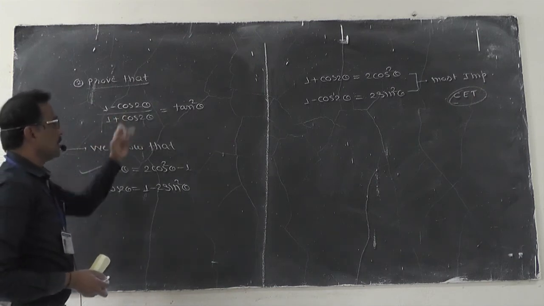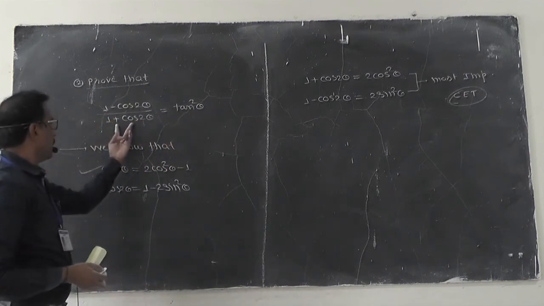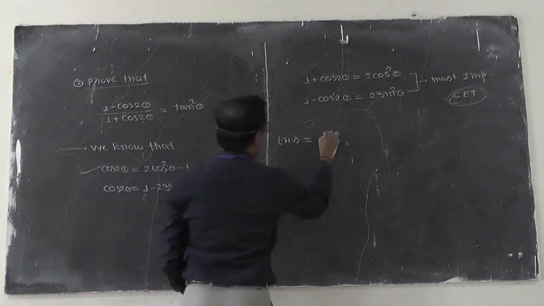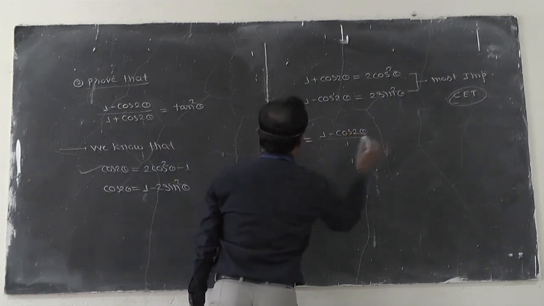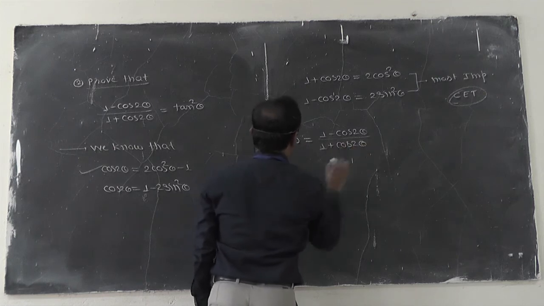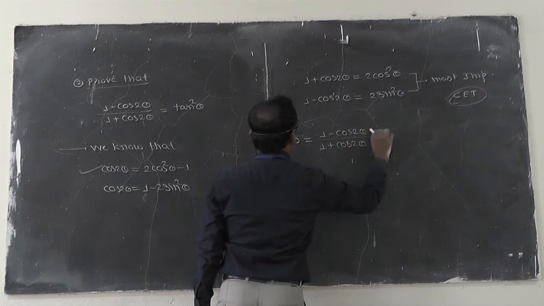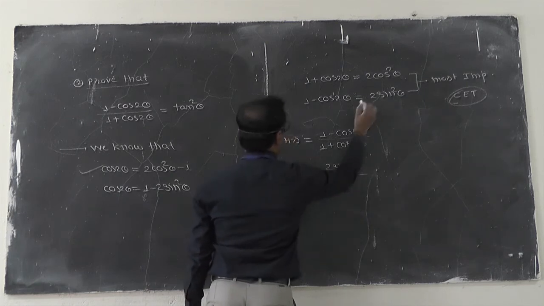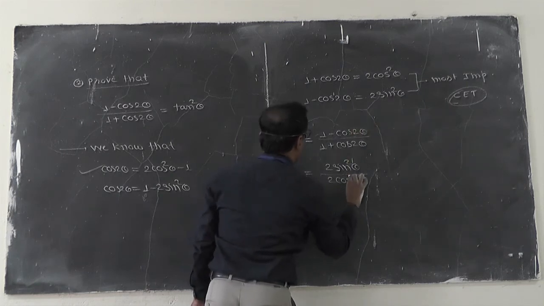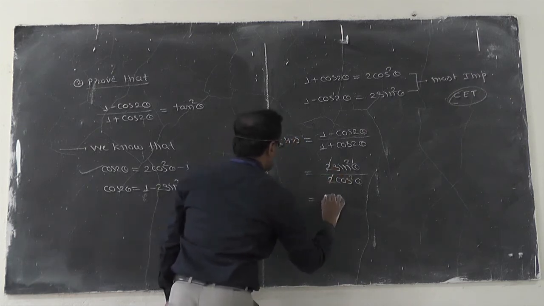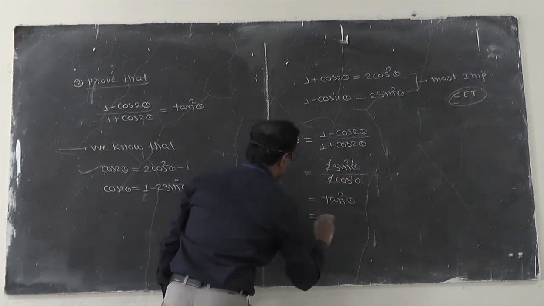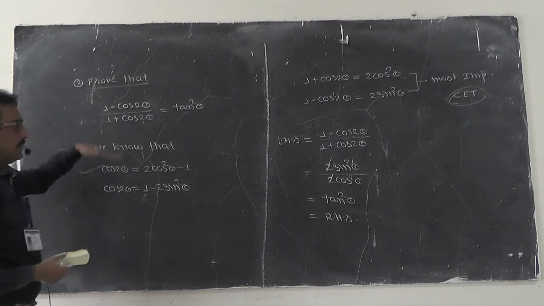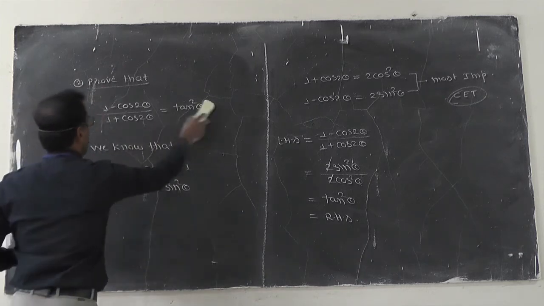What is this 1 minus cos 2 theta replaced by? It is 2 sin square theta. And 1 plus cos 2 theta is replaced by 2 cos square theta. Now take the LHS. What is the LHS here? 1 minus cos 2 theta upon 1 plus cos 2 theta. 1 minus cos 2 theta is 2 sin square theta, divided by 1 plus cos 2 theta, which is 2 cos square theta. 2 and 2 get cancelled. Sin square theta upon cos square theta is tan square theta, and it is your required RHS. It is the required answer, and we are getting tan square theta.